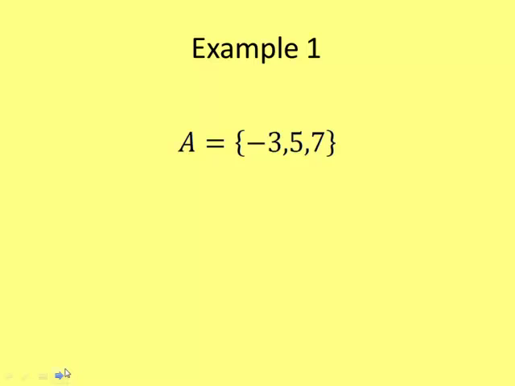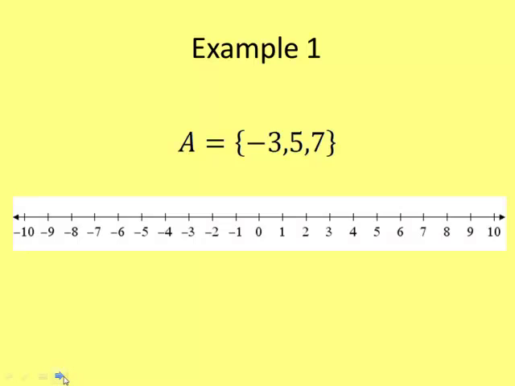Okay, so in example 1, let's try to express the set A on this number line. It would simply be expressed with these filled in circles. So there would be a filled in circle at -3, 5, and 7. And so a filled in circle represents that value is in the set.